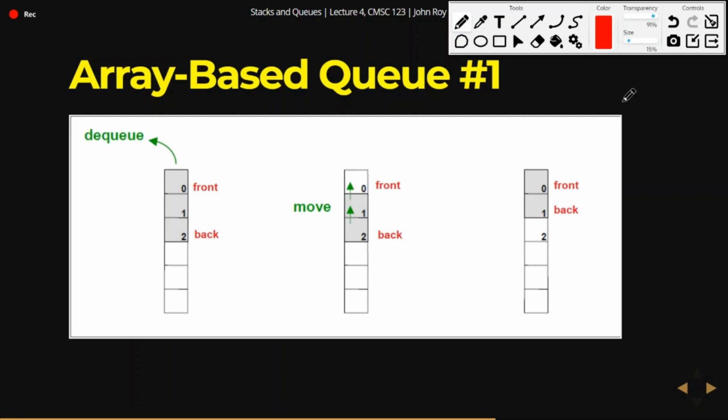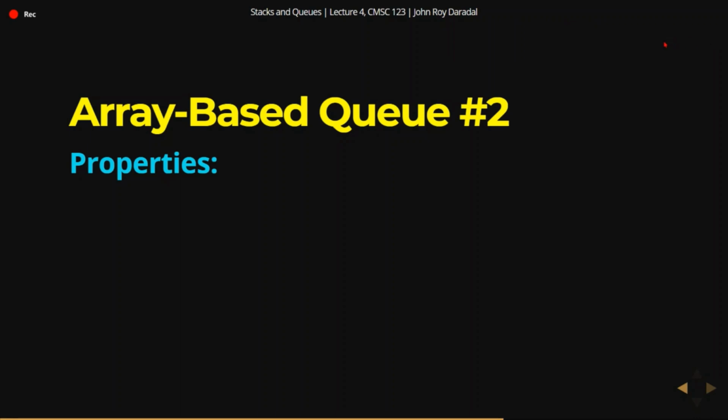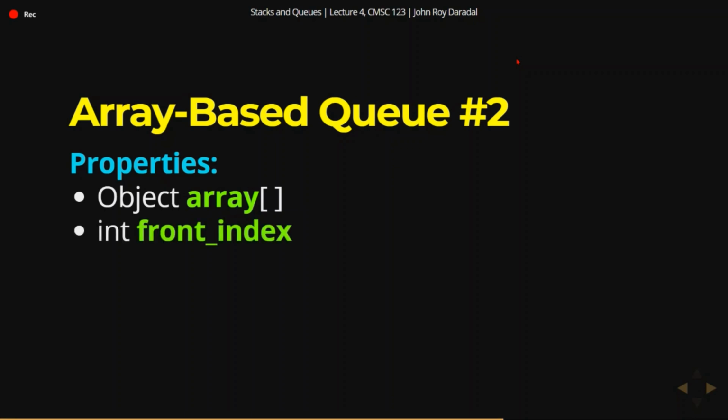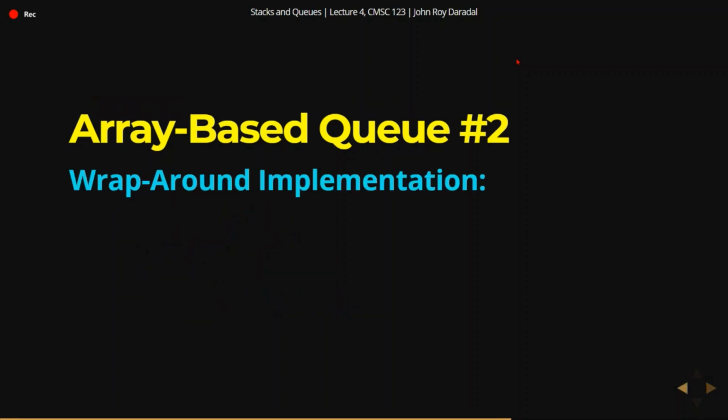Okay, but since it's a little inefficient because we have to move all items forward, there is another implementation. So our second implementation using array for queue will still use an array of objects, but this time instead of the size property, it will keep track of 2 indices, which will be the front index and the back index. Okay, so we don't keep track of size anymore, we'll keep track of 2 indices. Okay, and we will use something called a circular array. Circular arrays will have a wrap around implementation. So what does this mean?